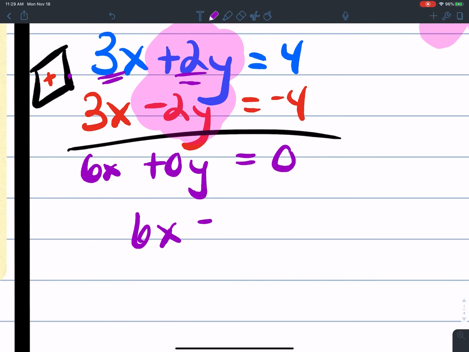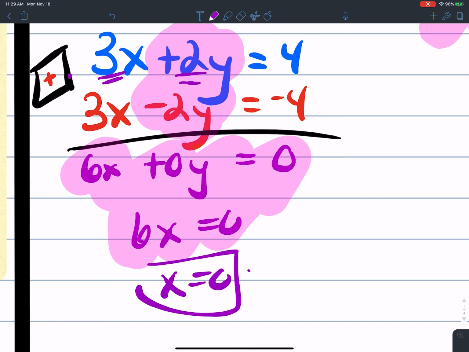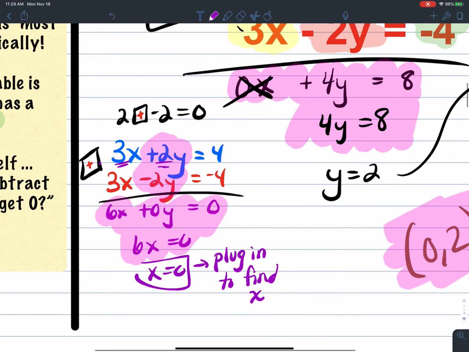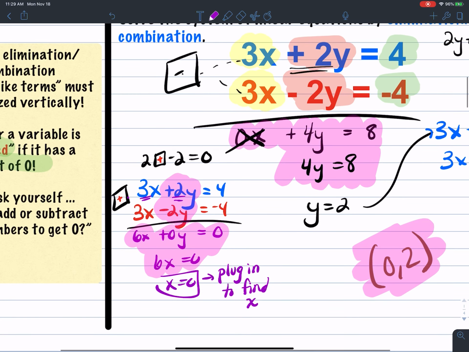So here I eliminated a different variable, but again, I notice that I've created an equation that only has one variable in it. So I do get x is equal to 0, and I would plug that in to find y. And we would get the same answer, so it doesn't matter if we're adding or subtracting these equations to get a variable to go away, as long as one of the variables does go away.